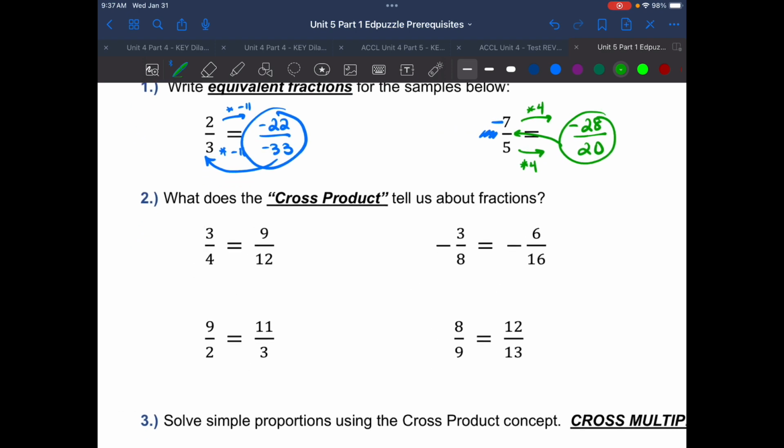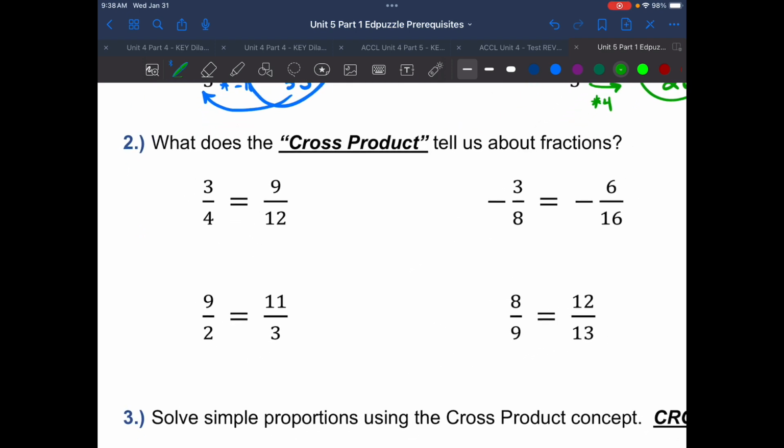Okay, so just as a reminder, guys, you should be writing down each of these things as we're going through. Alrighty, so what we're going to do is we're going to next talk about something called the cross product. The cross product you've seen before, right? You might have also called it cross multiplying.